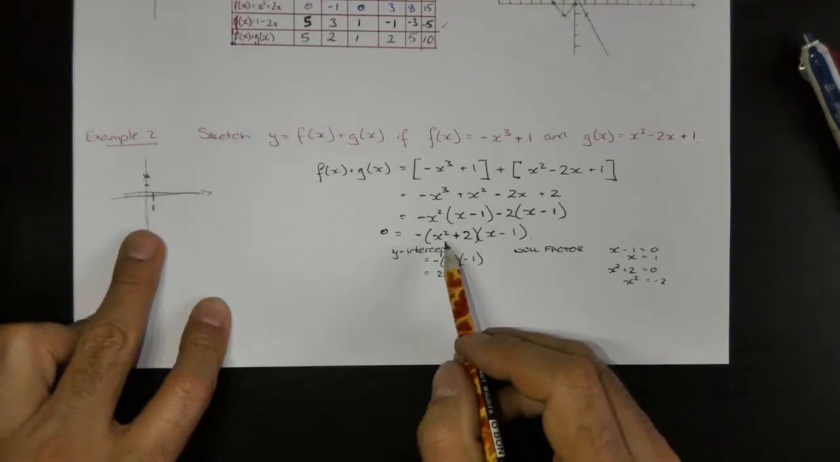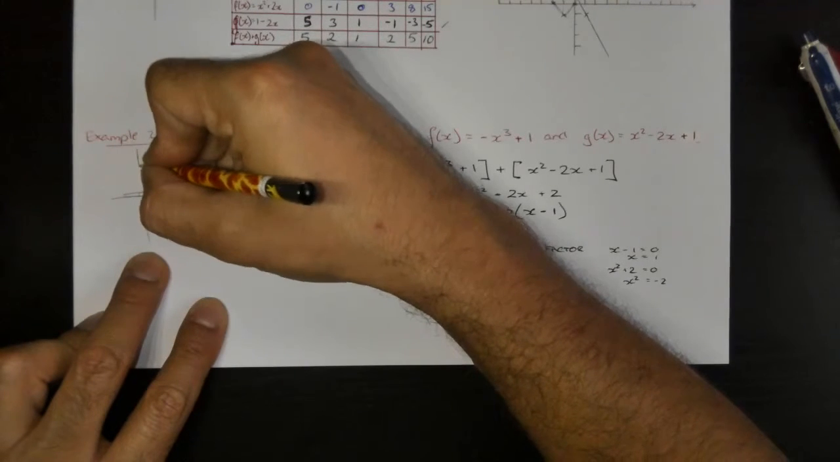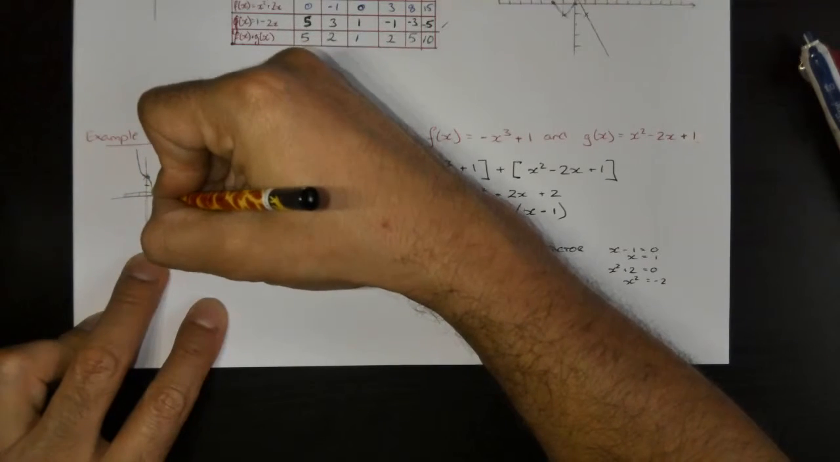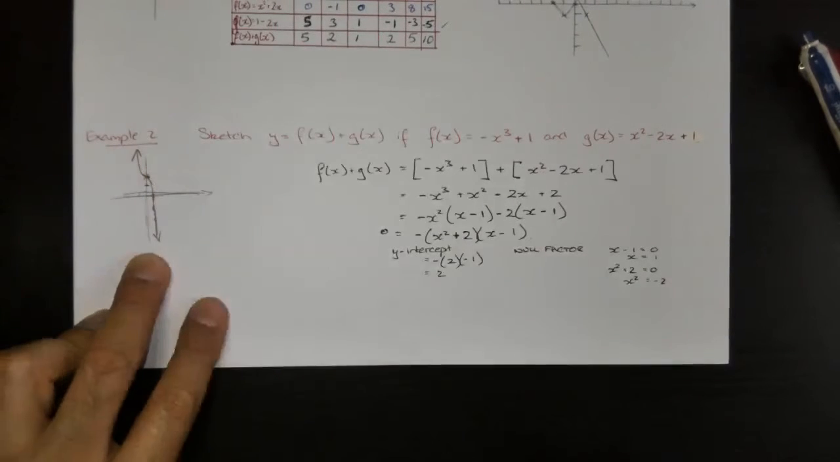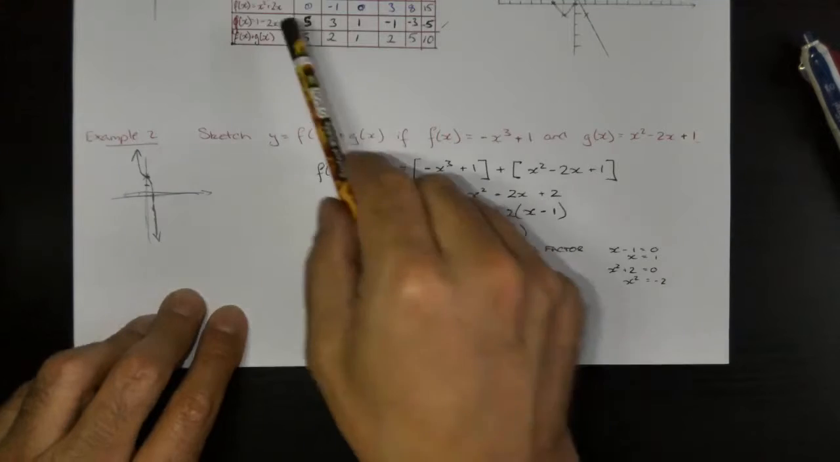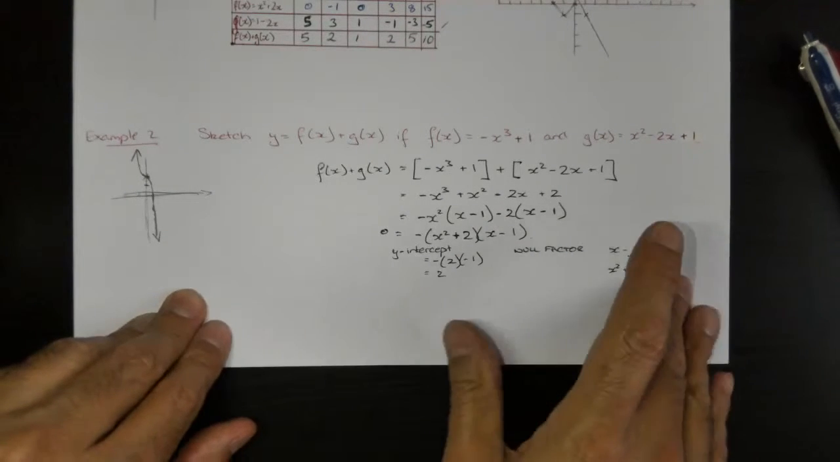Okay, so it's a negative cubic, so it would look something like that. Okay, and once again you could do the tables and start plotting points as well.